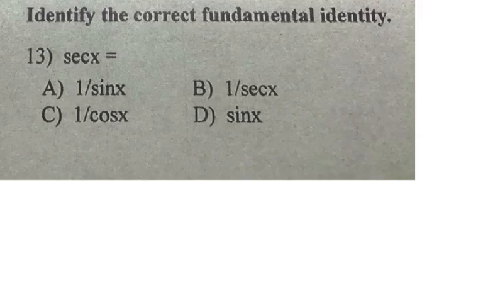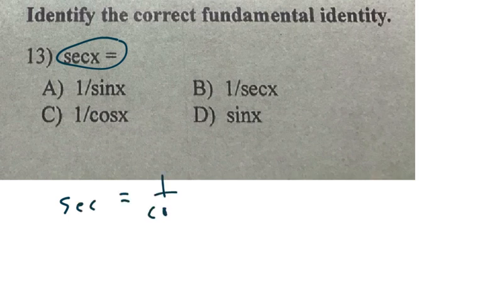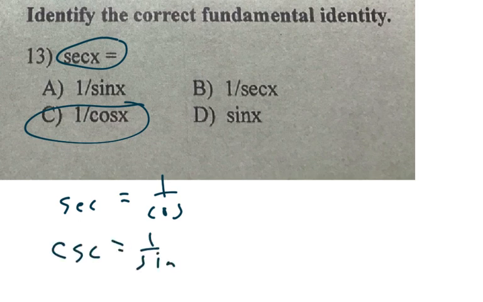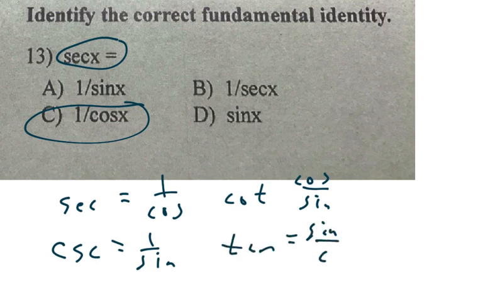Okay, so let's start with number 13 and work our way backwards here. If I want the secant of x, first of all, you ought to know that secant is simply 1 over cosine, right? So there's your answer. You ought to know that cosecant is 1 over sine. You ought to know that cotangent is cosine over sine. And you ought to know that tangent is sine over cosine. So if she's going to test you on things like that, you better make sure you know what you're doing.